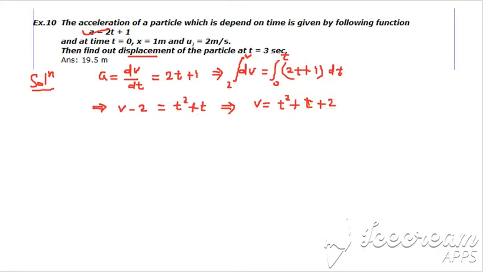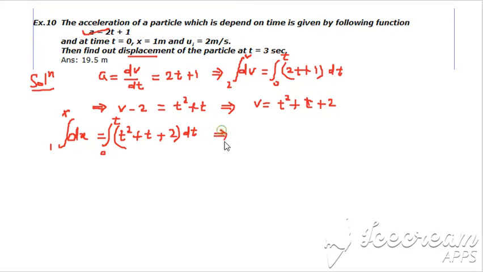Now using this velocity we can find the displacement. So velocity can be written as dx by dt, and dt can be taken to that side, so it becomes (t square plus t plus 2) dt. Now again we need to integrate it from initial values to final. Initial time is 0, final time, let's say, t. Initial position is 1, final is x.